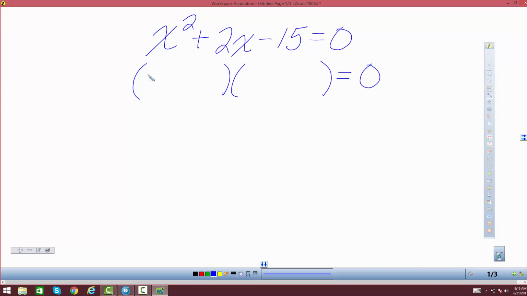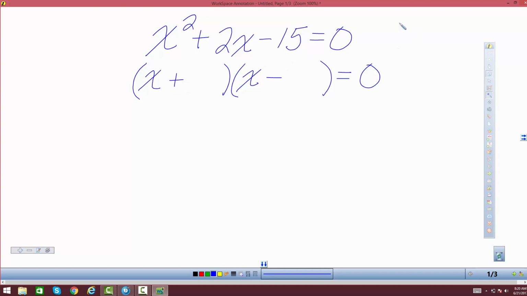To get an x squared, I need x times x. Now I'm going to look at the sign on my constant term. This is a negative, so I know I have to have a positive and a negative in my linear factors. I now look at the sign on the middle term. It's positive, so I know the bigger number has to go here and be positive.